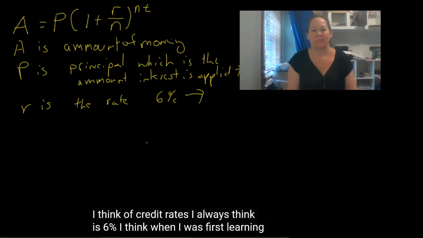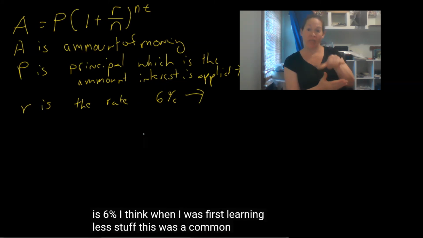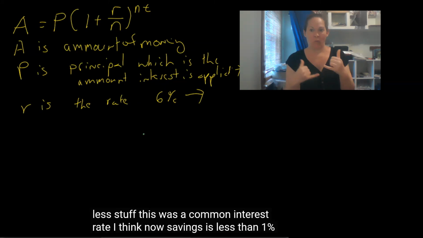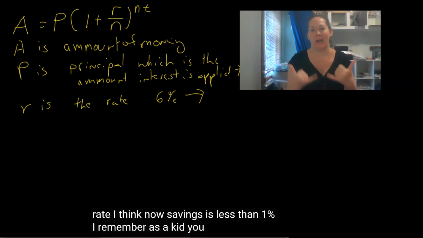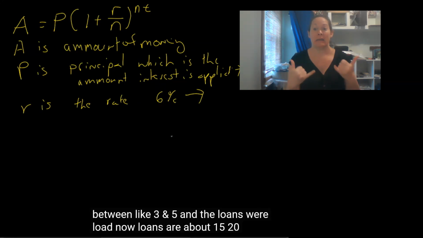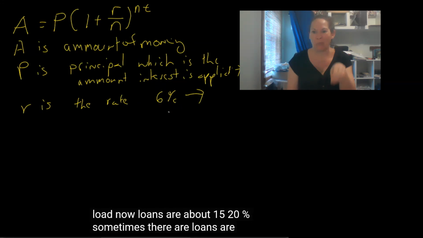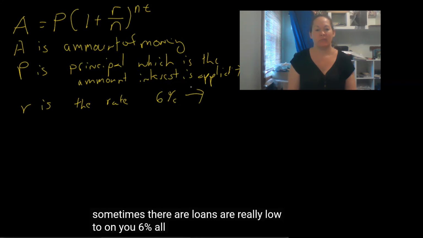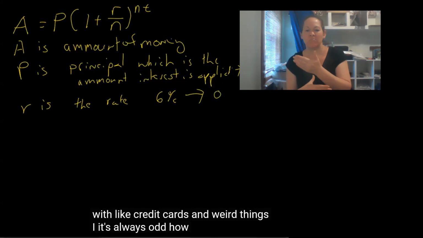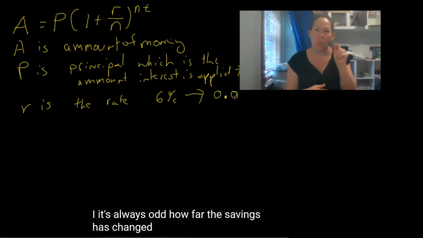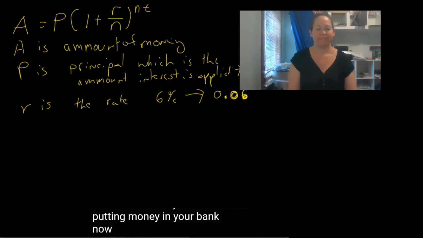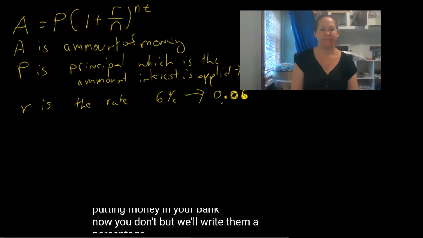I think when I was first learning this stuff, this was a common interest rate. I think now savings is less than 1%. I remember as a kid, you could save between like 3 and 5, and loans were low. Now loans are what, 15-20% sometimes, with credit cards and weird things. It's always odd at how far the savings has changed. As a kid, you used to be able to actually make interest putting money in your bank. Now you don't. But we'll write the percentage as a decimal.